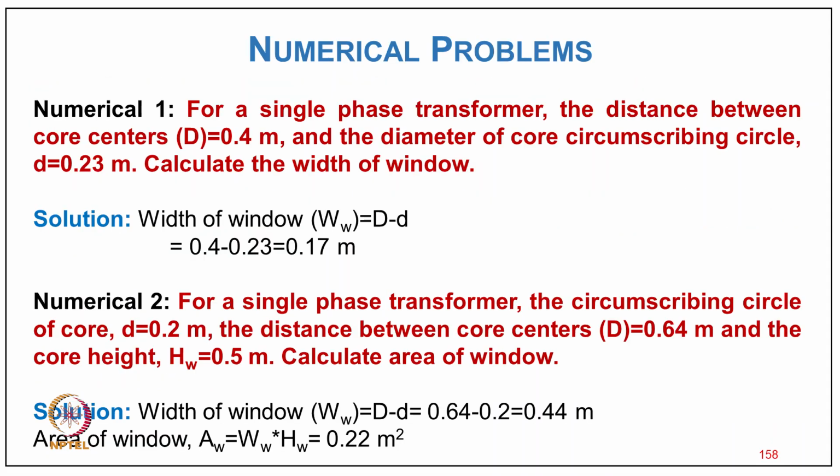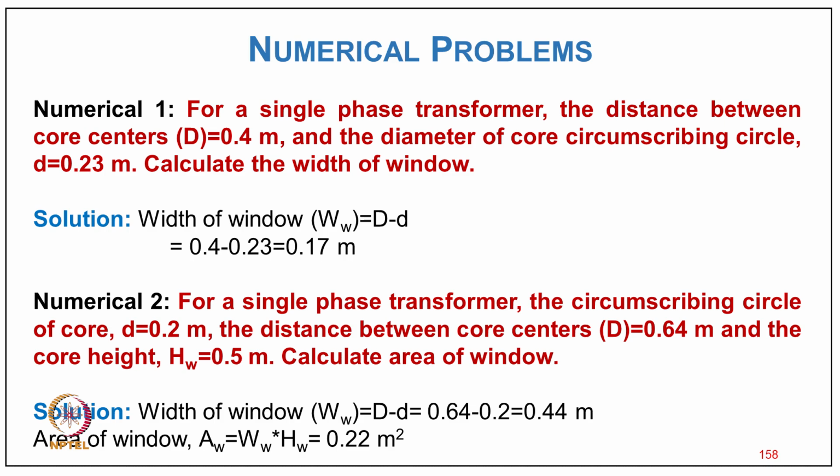Now coming to some of the numerical problems. For the first numerical, for a single phase transformer, the distance between the core centers D is 0.4 and the diameter of the circumscribing circle d is 0.4. To calculate the window width, the width of the window is D minus d, that becomes 0.17 meter.